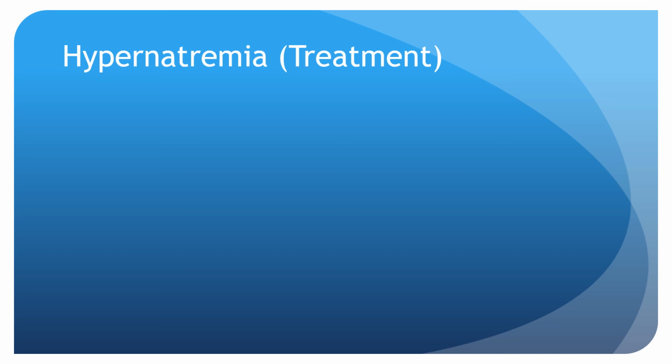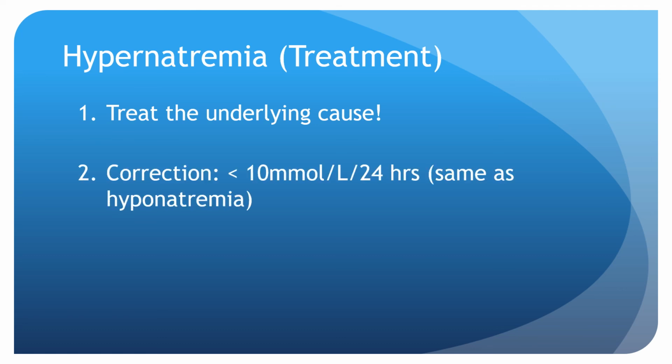As for the treatment of hypernatremia, it's actually pretty simple and very similar to hyponatremia. Number 1, you have to treat the underlying cause, so you have to figure that out, and usually, like I said, it's dehydration, so it's pretty simple to figure out what the treatment should be. Remember, when correcting, it's just like in hyponatremia. You should never do more than 10 milliequivalents per liter in 24 hours. Overcorrection will actually cause the opposite of hyponatremia, so you would get cerebral edema.